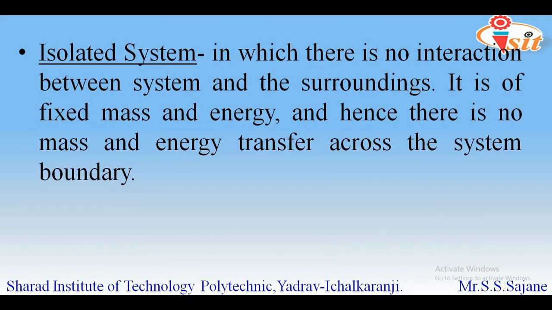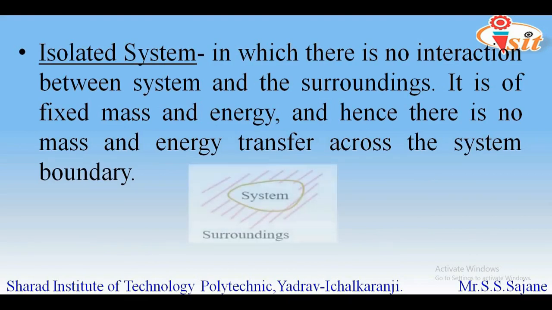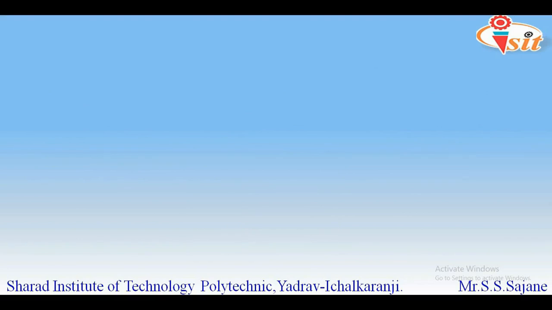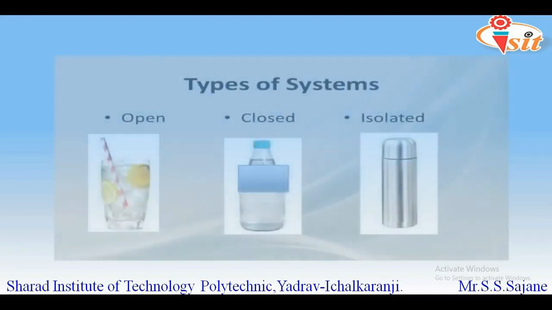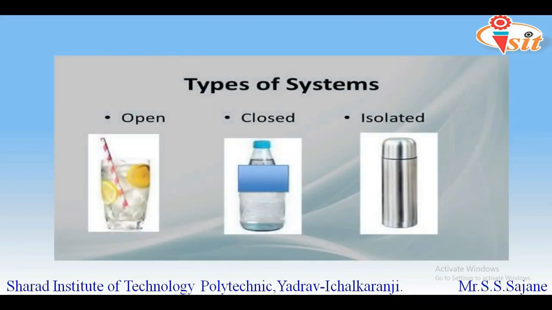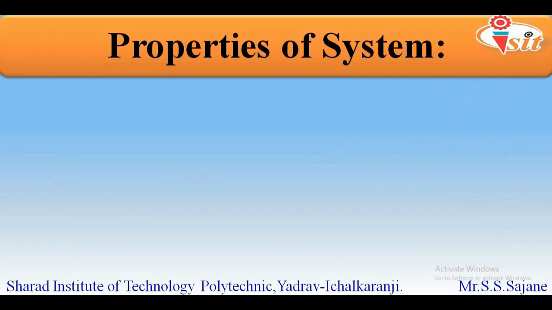The third system that we have seen is isolated system. In this system, neither mass nor energy will be transferred across the boundary. So in the diagram, it is represented as this. There is no mass transfer and no energy is transferred. We have also seen the example. I have given these examples. So these are the types of system.